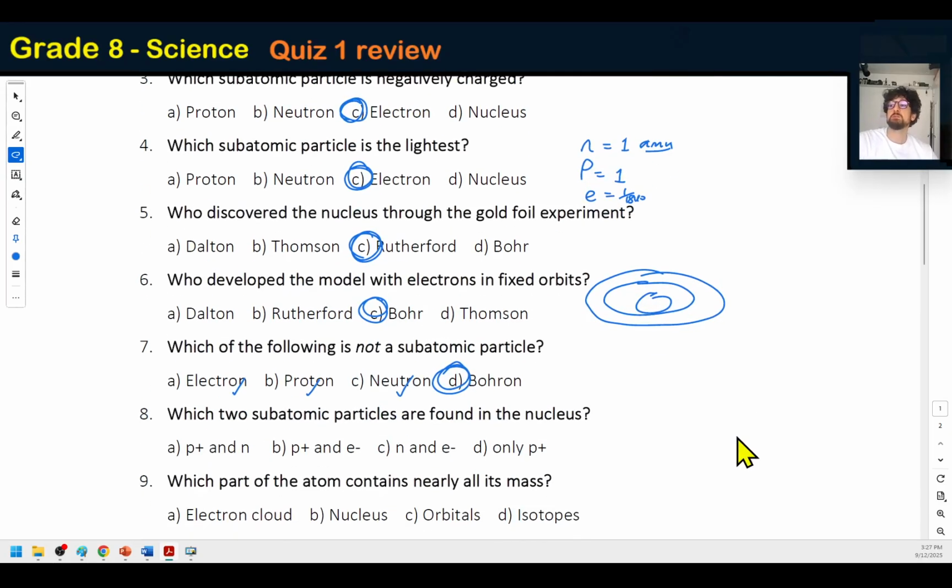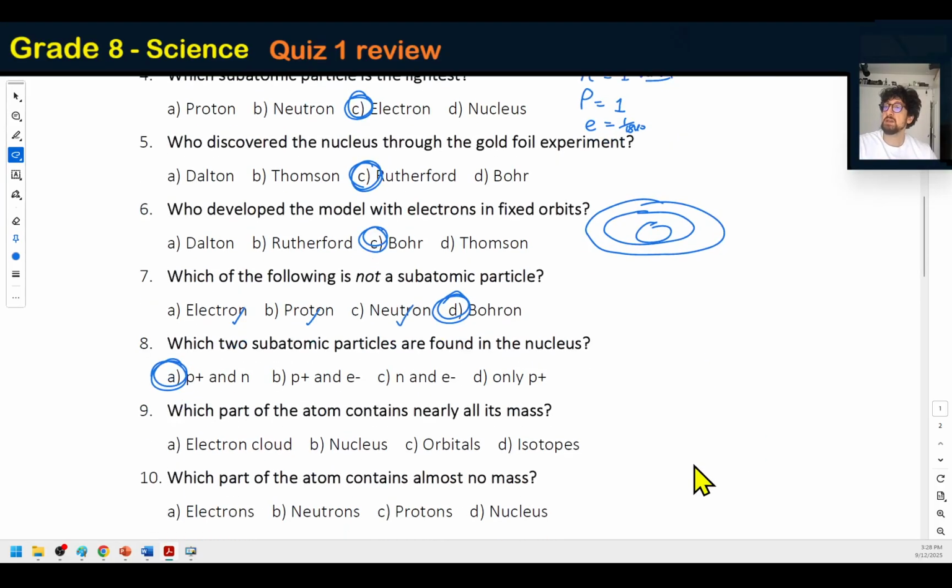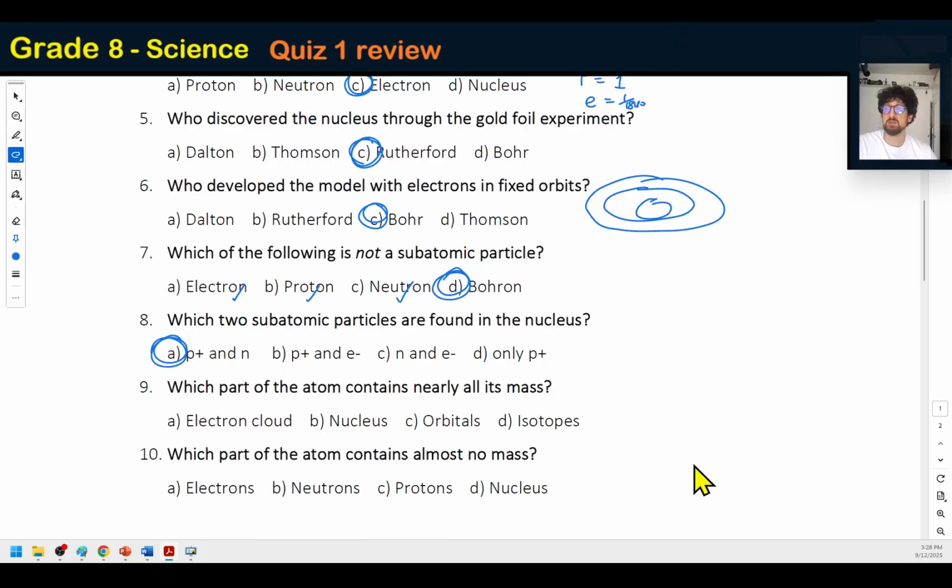Which two subatomic particles are found in the nucleus? Which ones are found in the center here? Well, those are protons and neutrons. Which part of the atom contains nearly all its mass? It's not the orbitals. Isotopes, that's not even part of the atom, that makes no sense. The electron cloud, no, because that contains electrons, which are very light. It's the nucleus. The nucleus contains most of the mass of the atom. Which part of the atom contains almost no mass? That's the electrons, because they are very, very light. Okay, let's keep going.